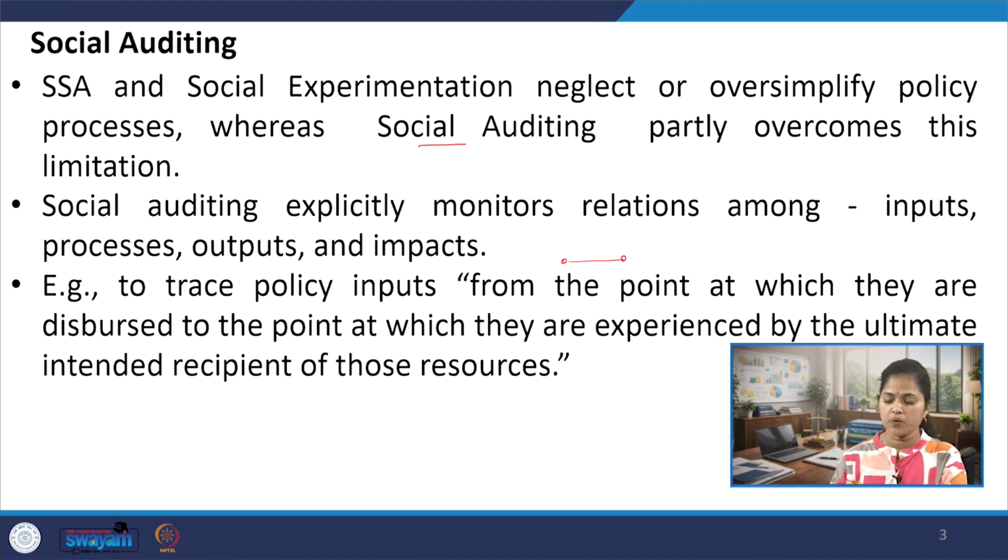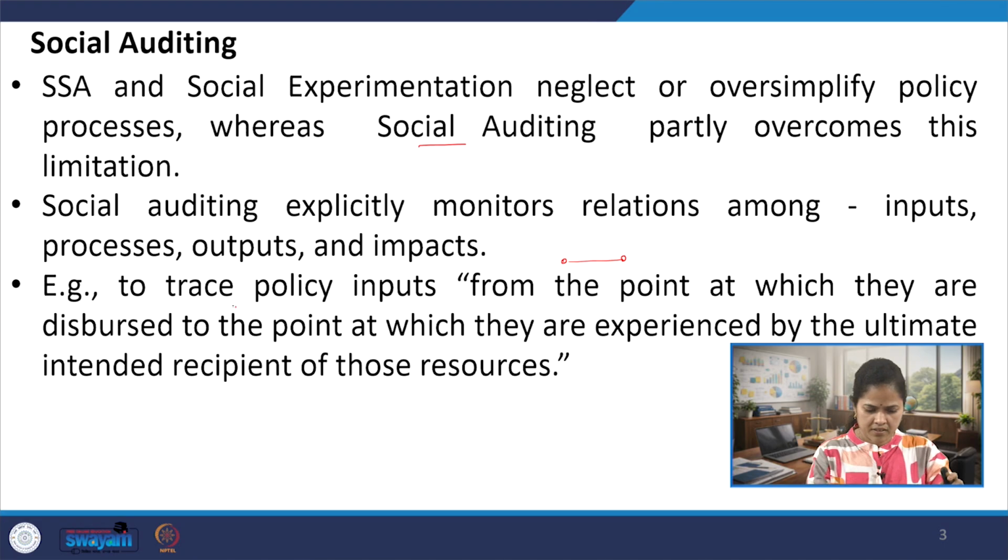That means from the point at which the policy inputs are dispersed to the point at which they are experienced by the ultimate intended recipient of those resources. That is the reason the social auditing system is a better one, because it partly overcomes the limitations faced by social system accounting and social experimentation in terms of their negligence or oversimplification of the policy processes.